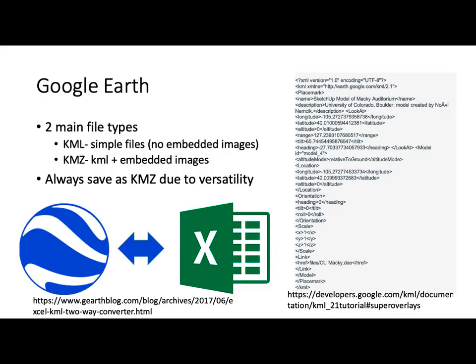There are two main file types we can save as. KML is a simple file type. You have no embedded images. Always save as KMZ, so if we need to put more information in there, we can add it. It's just a little more versatile, so I don't even worry about KML, but it is an option.